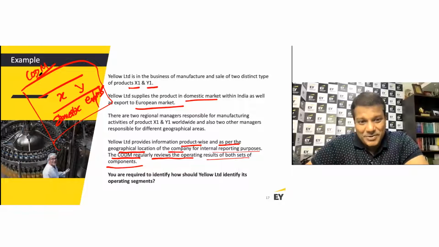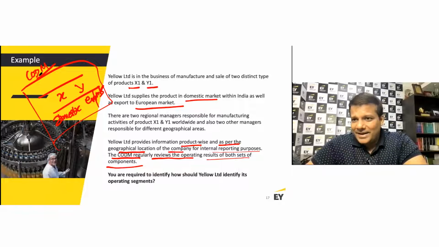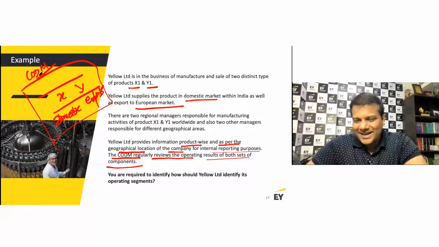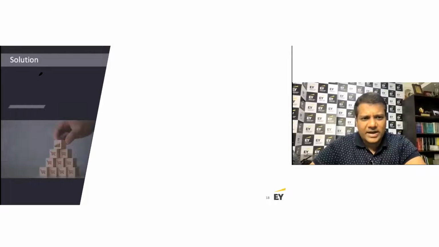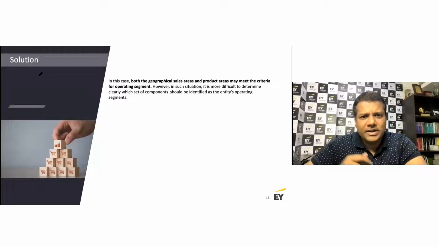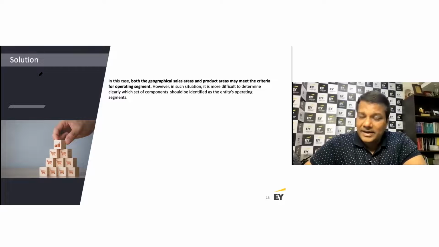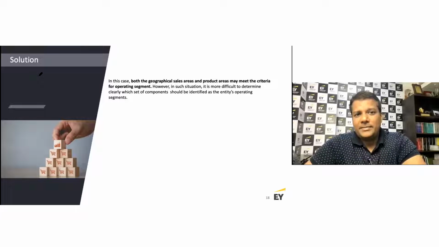Good question, right? So in a way, it's like a matrix type of organization, where you have product lines, you have sales lines, and then you have business managers, you have information available, and you do reviews at all levels, right? In terms of allocating resources and performance evaluation. So let's look at how you go about the evaluation. In this case, both the geographical sales area and product areas may meet the criteria for operating segment.